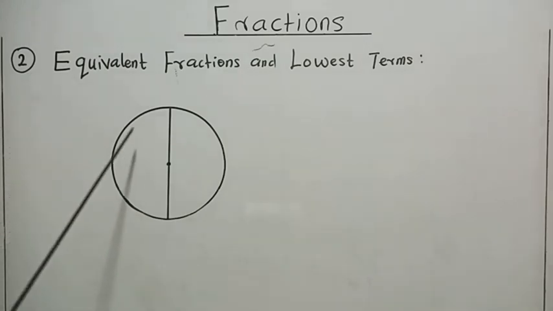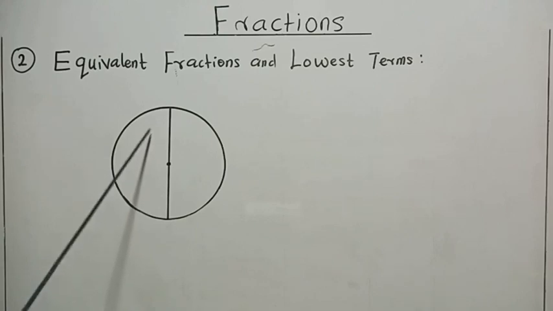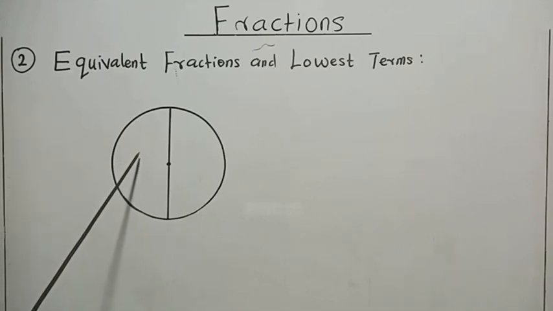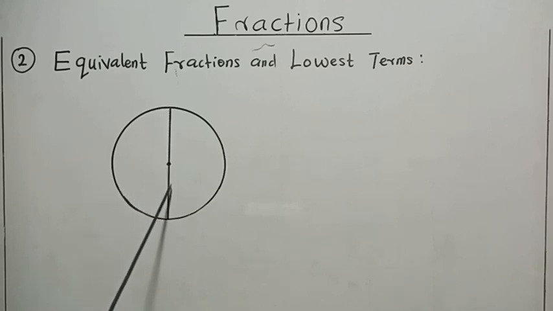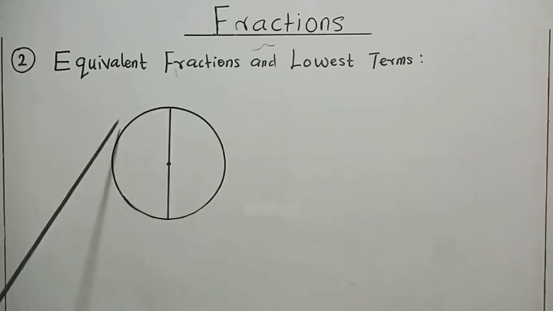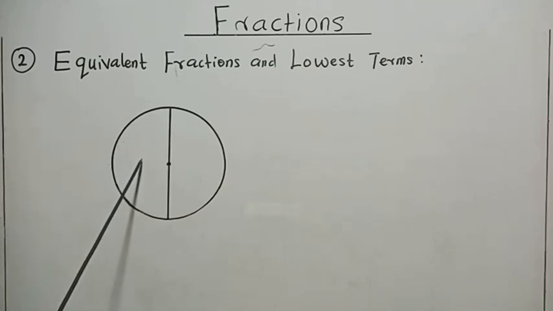Let me use this diagram, this circle, to explain what equivalent fractions are. Please pay attention closely to this. What you are seeing is a circle broken in half. This diameter breaks this circle into 2 equal parts. What will you call one portion of this circle?